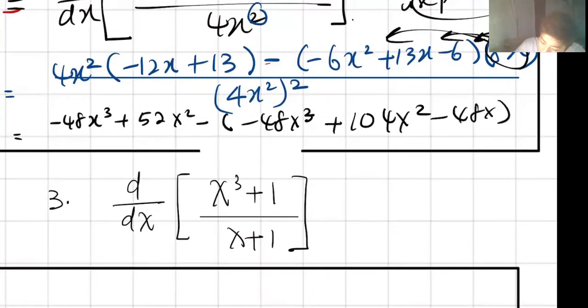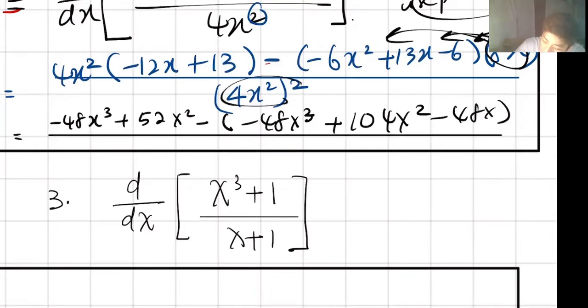Divided by... how do I simplify this? The square power must go inside the 4 and must multiply this one also. So the number squared, 4 squared gives me 16.